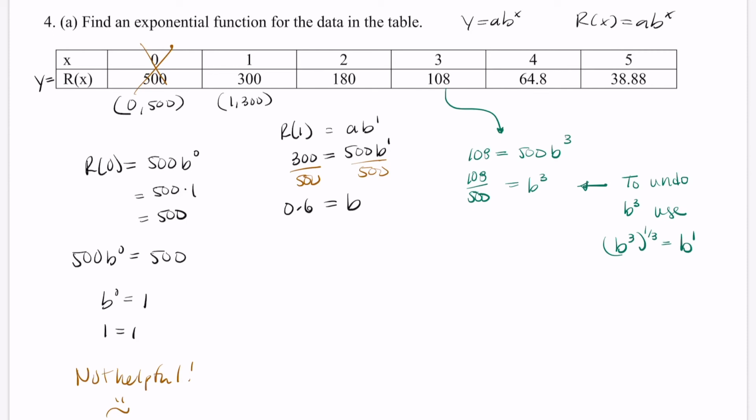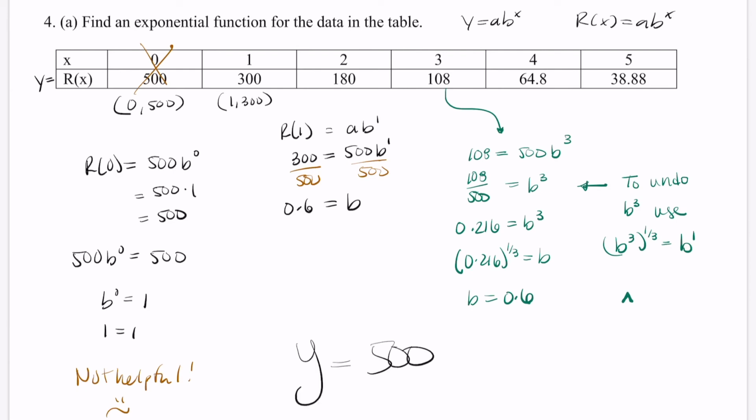So on your calculator, you want to do 108 divided by 500, and that'll get you 0.216 equals b cubed. And then you want to use a symbol that looks like this. And once you have that, you're going to type in 1 divided by 3. So this is 0.216 to the 1/3 power equals b. So b equals 0.6. We get the same answer again. That's wonderful. That tells me my equation is y equals 500, my initial value, times 0.6 to the x power.